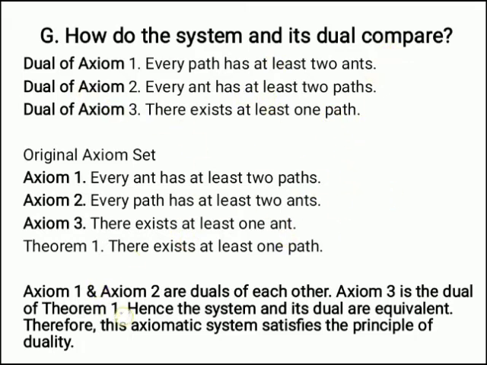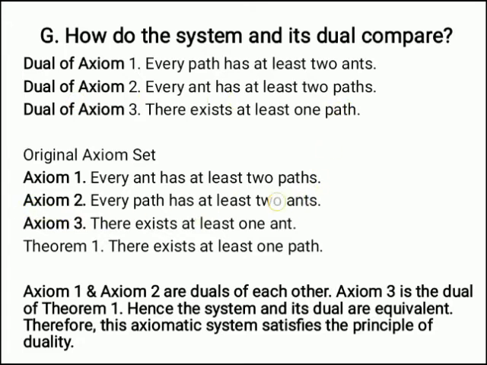So, here, axiom 1 and axiom 2 are duals of each other. So, itong axiom 1 at saka itong axiom 2 is dual sila. Kasi kung kukunin mo yung dual nila, kumbaga parang nagbaligtad lang itong axiom 1 at saka axiom 2. Parang nagkabaligtad lang dito sa may dual axiom 2.